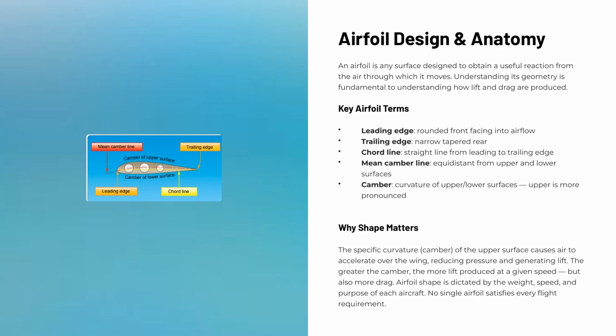The upper surface is typically more curved than the lower, which causes air to accelerate over the top of the wing. Faster moving air means lower pressure, and that pressure difference is what generates lift. The greater the camber, the more lift produced at a given airspeed, but increased camber also means increased drag. This is why airfoil shape is carefully selected based on the aircraft's intended weight, speed, and mission. No single airfoil design works perfectly for every situation.